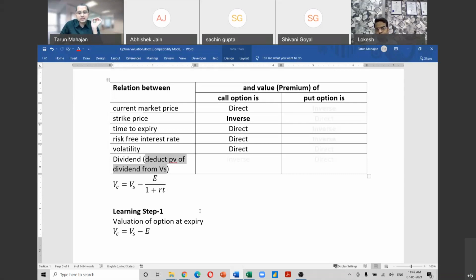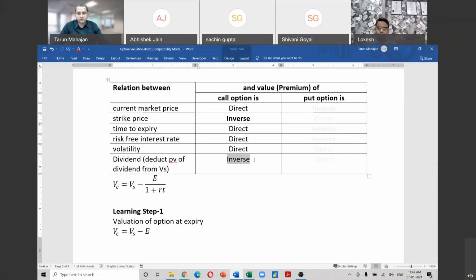The simple thing is, if a company will pay a dividend, then its VS will definitely reduce. If VS reduces, then VC reduces. So higher dividend means lower VC. Inverse relation.